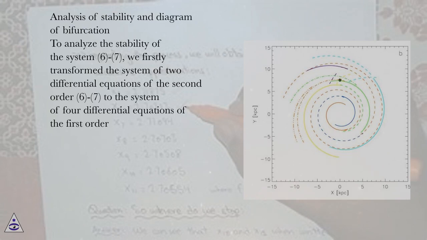Analysis of stability and diagram of bifurcation. To analyze the stability of the system (6), (7), we firstly transform the system of two differential equations of the second order (6), (7) to the system of four differential equations of the first order.